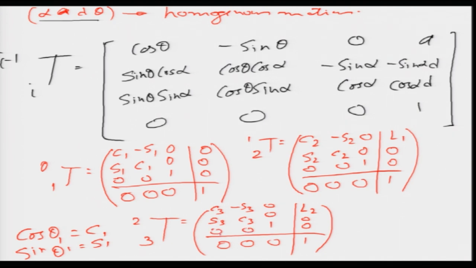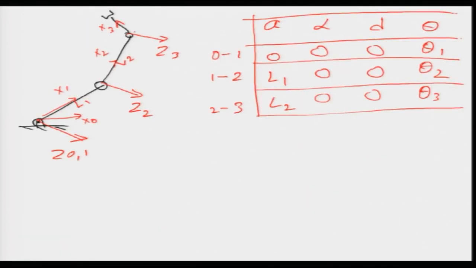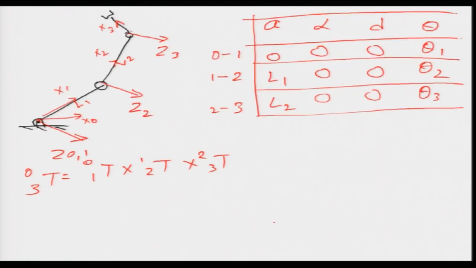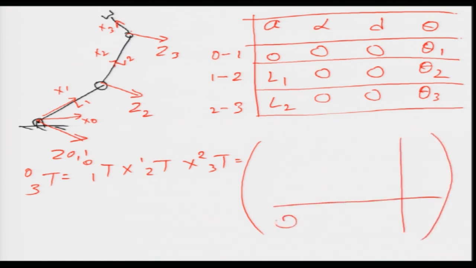Now, if I want to get the transformation from the end effector, or the third frame, to the 0 frame, I need to multiply. So T 3 to 0 will be equal to T 0 to 1 into T 1 to 2 into T 2 to 3. If I multiply these 3 matrices, you can multiply them out, this into that into this, and what we essentially get is this matrix. Please remember that the last row is always 0, 0, 0, 1.